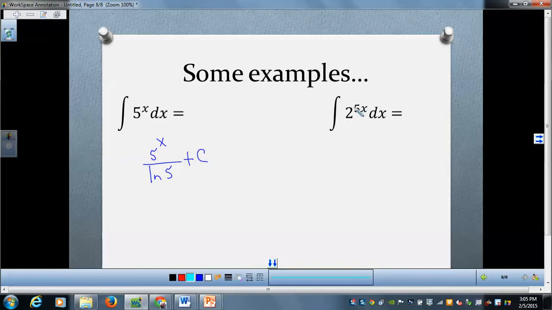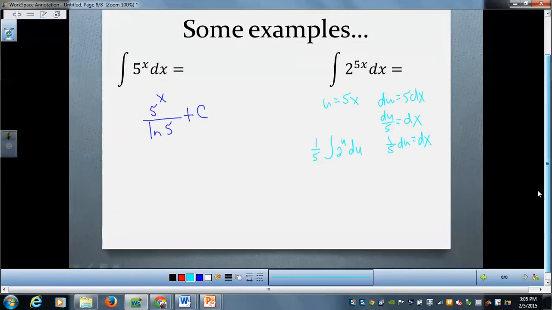Now let's look at this guy. Notice it's 2 to the 5x, so you could do a quick u substitution here. Let u be 5x, and then du would be 5 dx. And once again, we just want dx, so we're going to divide by 5 on both sides. So 1/5 du equals dx. And now we can substitute all that. So we'd have 1/5 the integral of 2 to the u du.